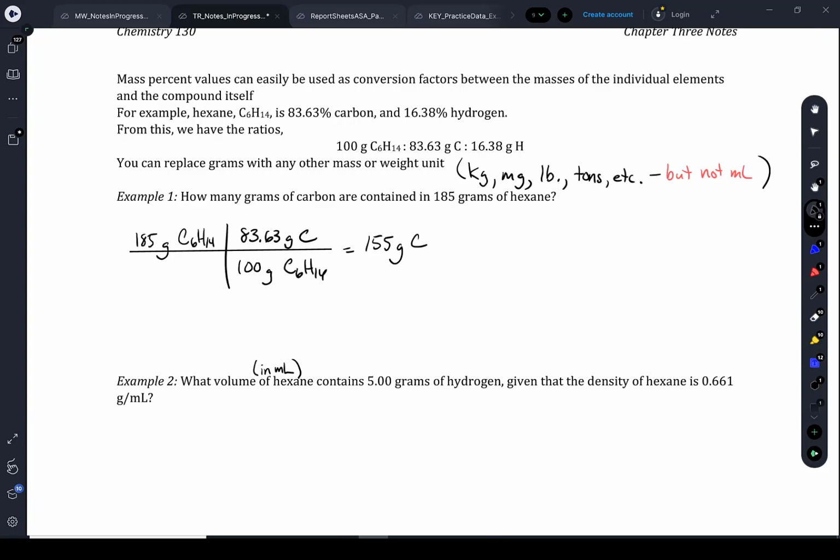Given that the density of hexane is this. Now, remember, I said you can't use these for milliliters, correct? But you can get them to grams, and then I gave you the density, so the density lets you go from grams to milliliters.